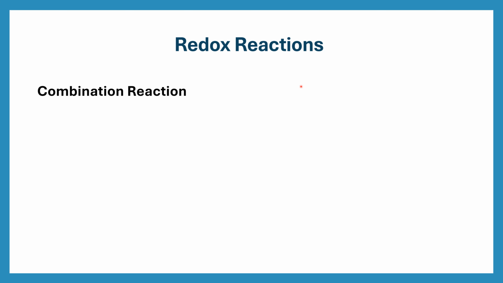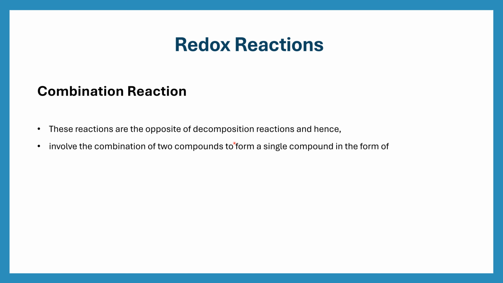We will talk about the opposite of decomposition reactions, which are the combination reactions. As the name suggests, these reactions involve the joining or combination of two different substances to form a single compound. Two or more different substances join to form a single compound. The general formula can be A plus B reacting to form AB.